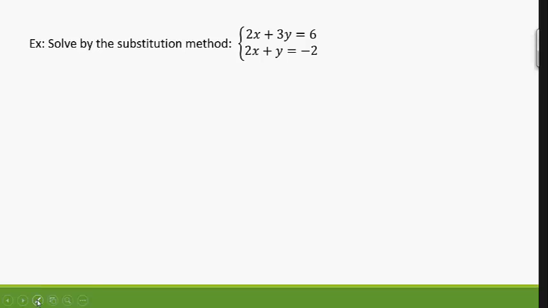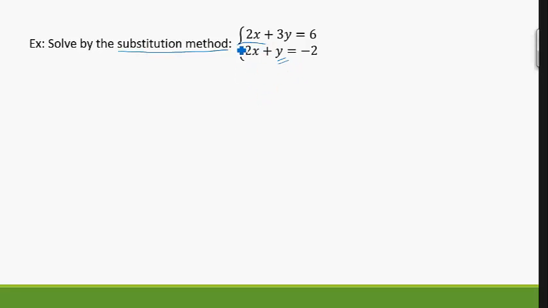I'm going to take this same problem that we had and solve it by the substitution method. With the substitution method, literally what you're doing is taking one of these equations, solving for a variable, and then substituting that back into the other equation. The substitution method works best if you have a variable that has a coefficient of 1. If it's already solved for that variable, it's even better.